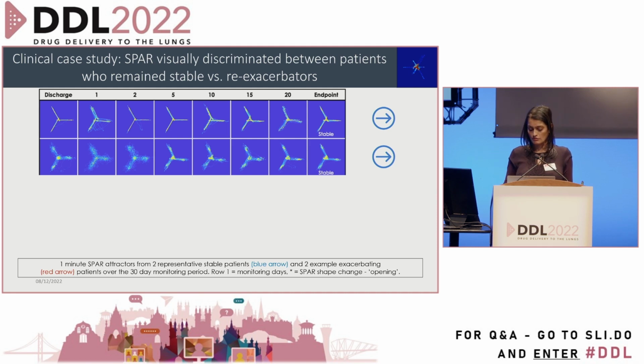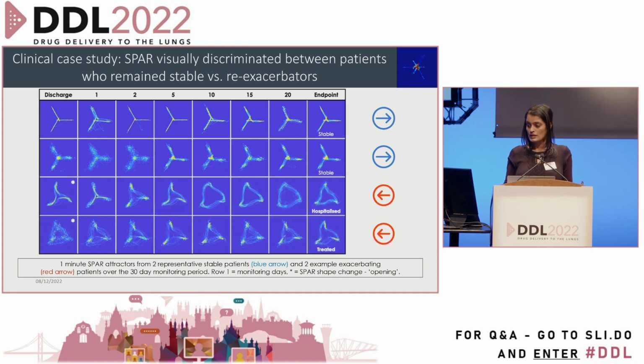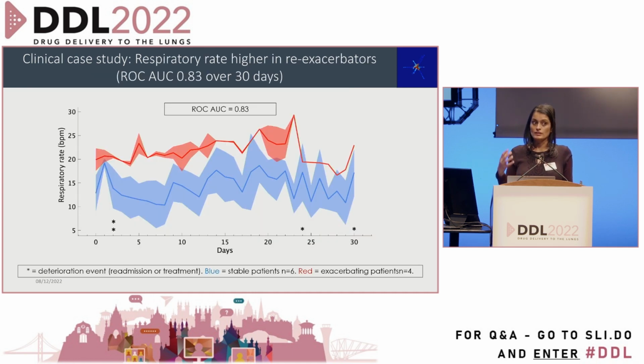30-day monitoring period. If you look at the patients who re-exacerbated, from the point of discharge, when they were deemed clinically fit for discharge, you can see there's a hole in the middle of the attractor. It's different to the stable ones. And that hole gets bigger and bigger and wider and wider until eventually they came back into hospital.